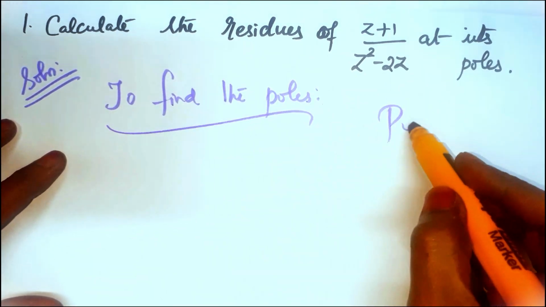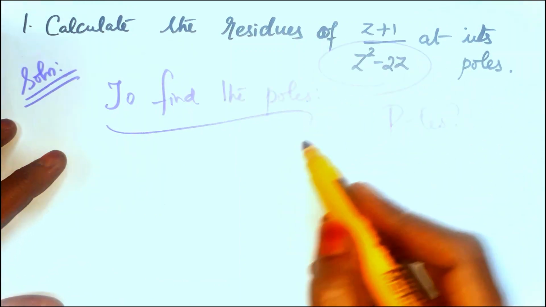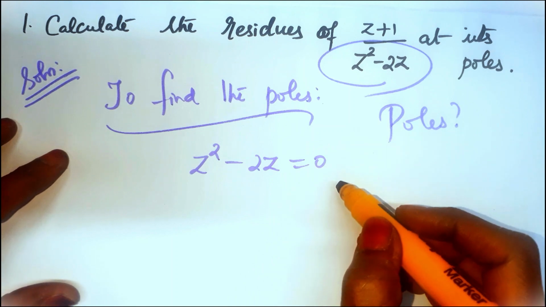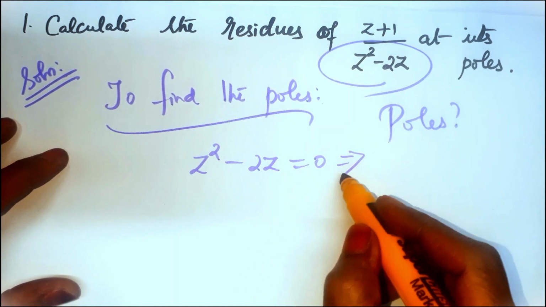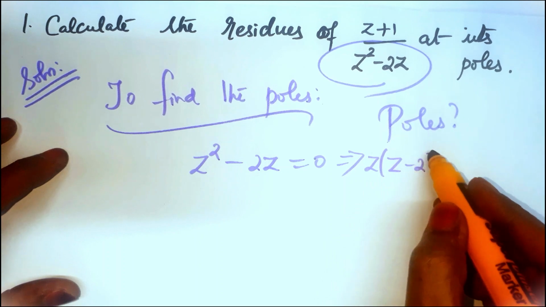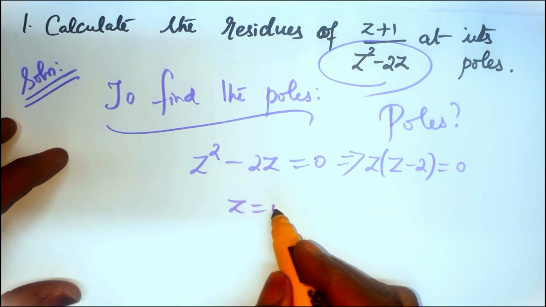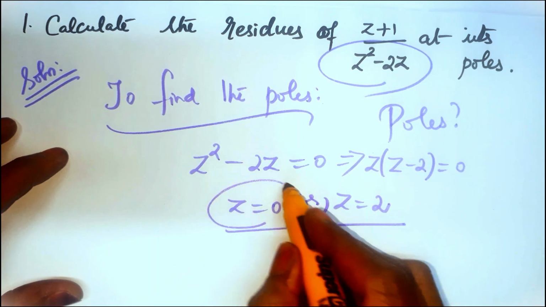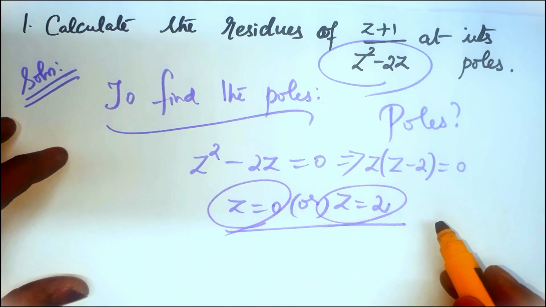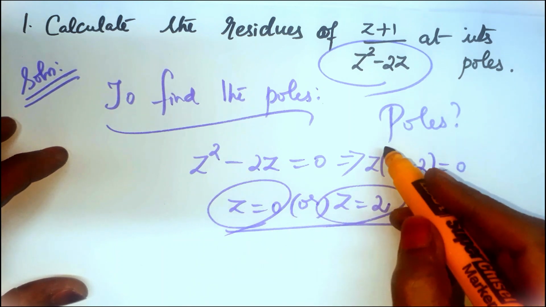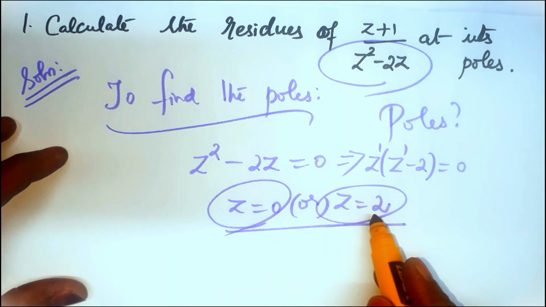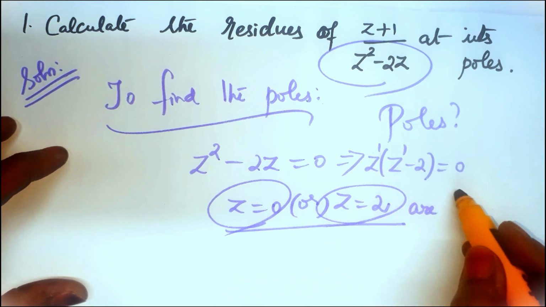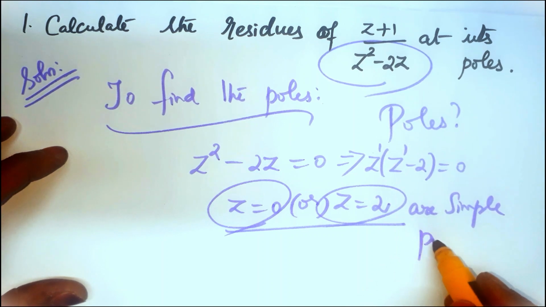How to find the poles? In the denominator we have z squared minus 2z, let it be 0 and find the roots of the denominator. Which implies z into z minus 2 equal to 0. So either z equal to 0 or z equal to 2. So it has two poles. One is z equal to 0, the other one is z equal to 2. Since both terms are having power 1, these two poles are simple poles.